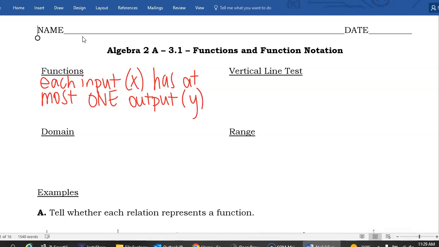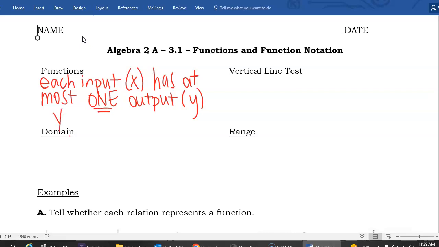I heard one time someone said, think about a vending machine, right? If you push the Coke button, that's your input, your output is a Coke. If you push the Sprite button, your output is a Sprite. But if you push the Coke button and you get out a Sprite and a Coke, that machine is not functioning. You only get one output, okay?